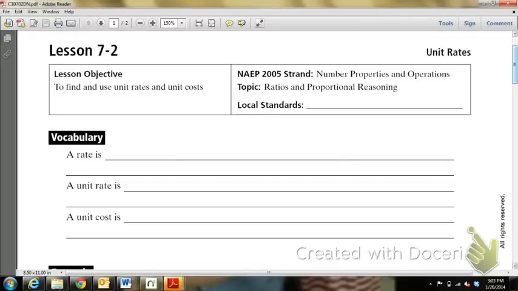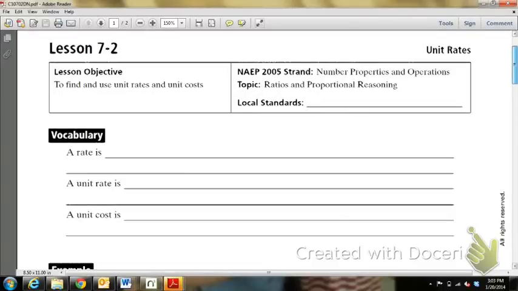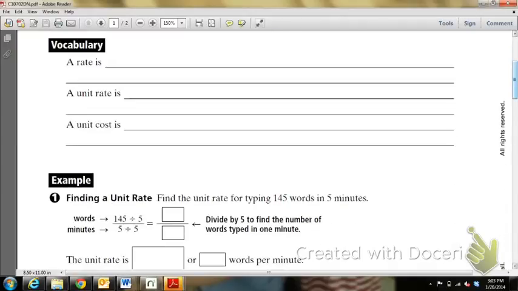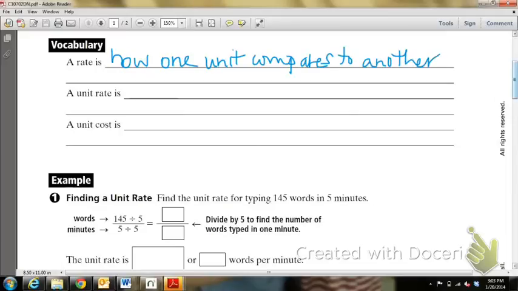In 7.2, we're going to take a look at unit rates. So let's talk about what these words mean. A rate is how one unit compares to another. You're going to have different units. So like miles per hour, that's a rate. How many pages can you read in a minute? That's a rate. So it's two different units.